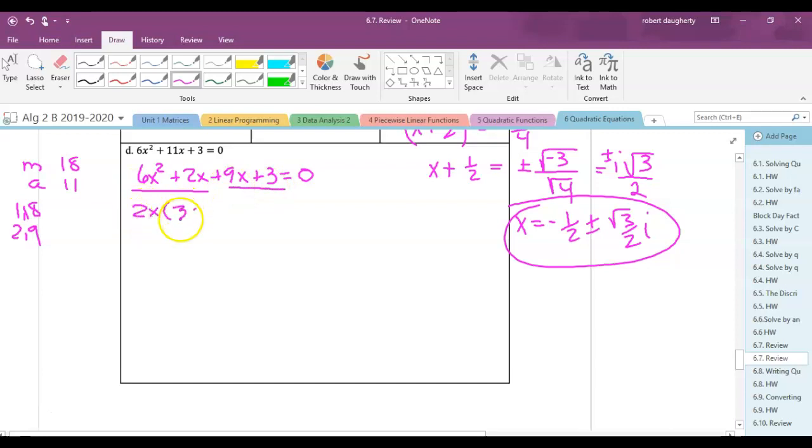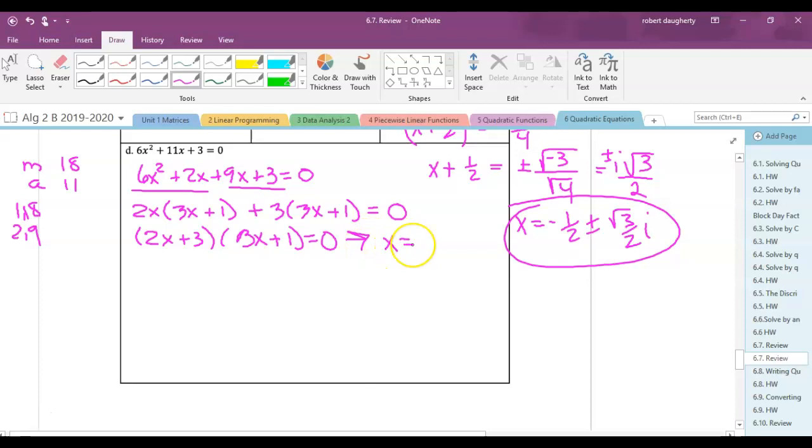2x plus 3, 3x plus 1 equals 0. So 2x plus 3 times 3x plus 1 equals 0. This tells me that x is equal to -3/2 or -1/3.